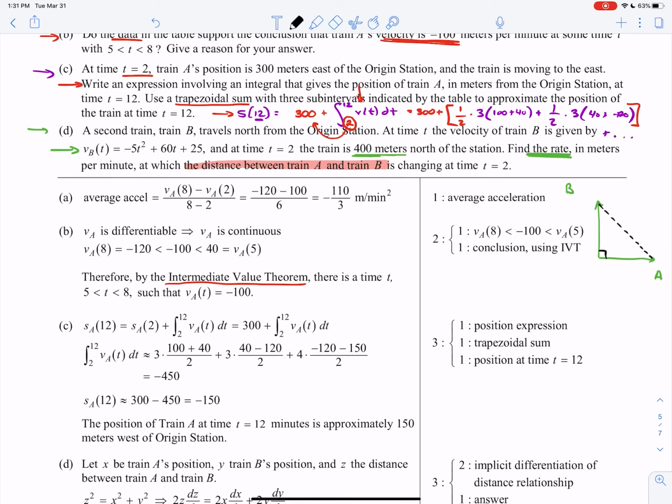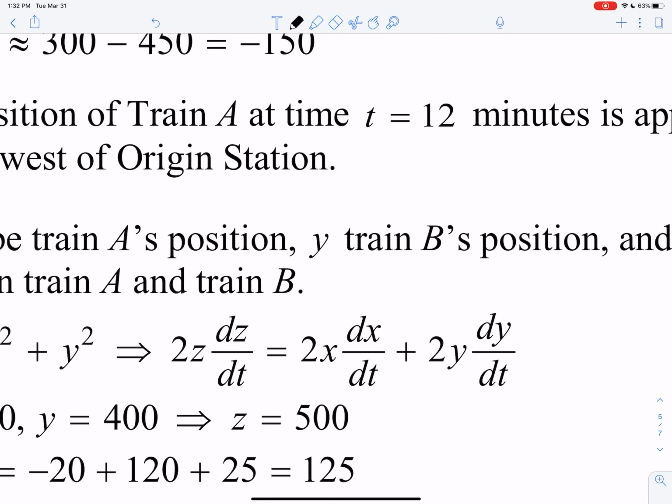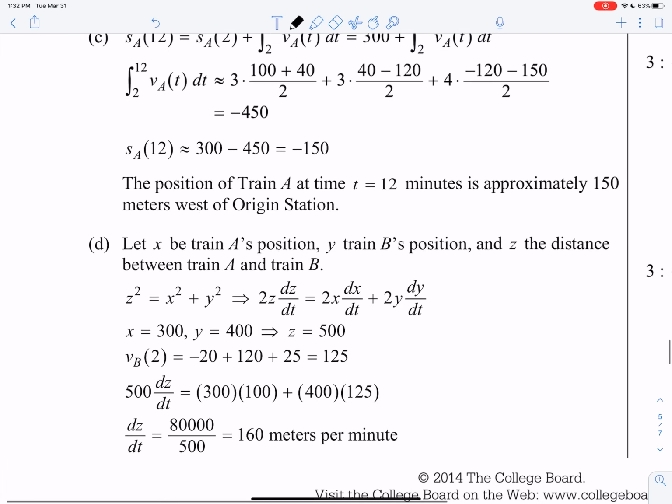We have to come up with an equation that relates all of those sides. I'll call them x, y, and z. We could use the Pythagorean theorem to show that all of these rates are related. If you take the derivative, you should get this right here: 2z dz/dt equals 2x dx/dt plus 2y dy/dt. Then what you're going to do is plug in pretty much everything that you know.